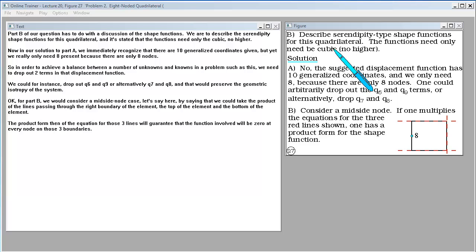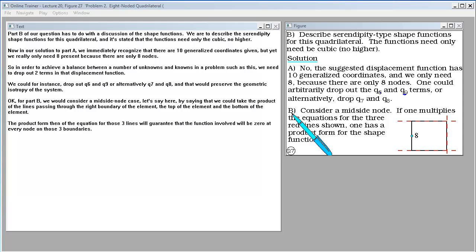Now, in our solution to part A, we immediately recognize that there are 10 generalized coordinates given, but we really only need 8 because there are only 8 nodes. So in order to achieve the balance between the number of unknowns and knowns in a problem such as this, we need to drop out 2 terms in that displacement function. We could, for instance, drop out Q6 and Q9, or alternatively Q7 and Q8, and that would preserve the geometric isotropy of the system.